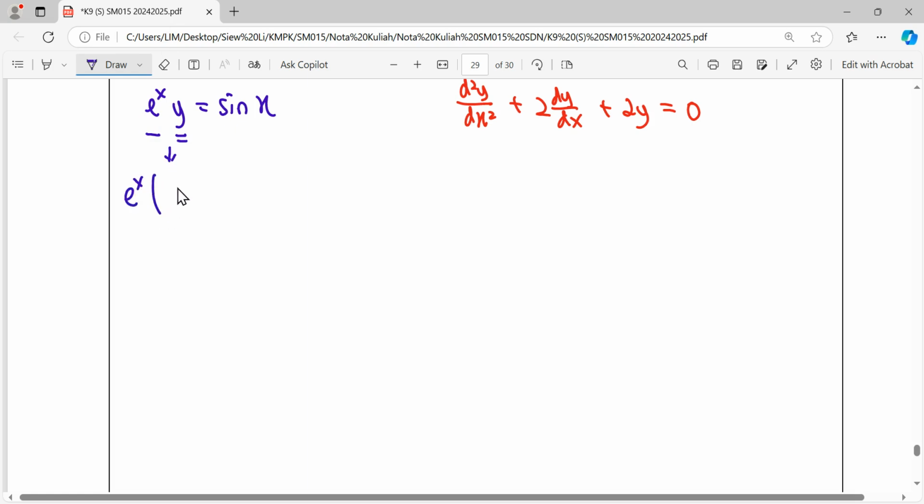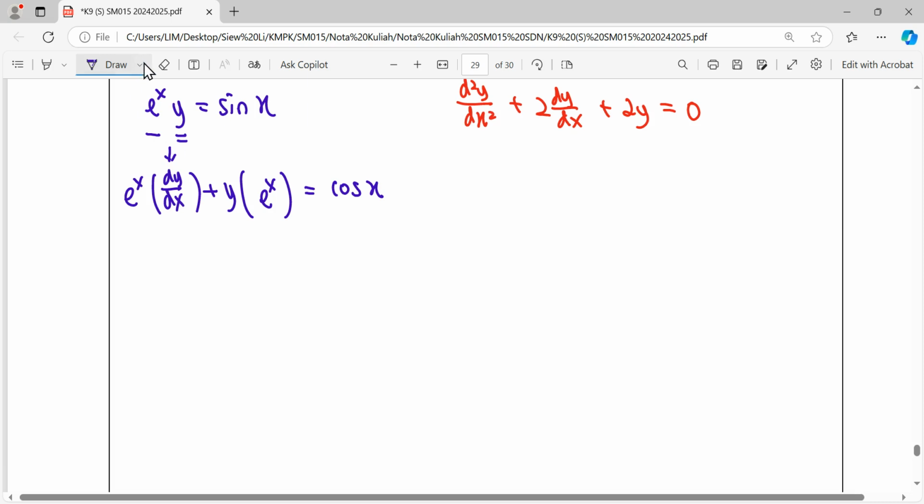Copy the front one, differentiate the back, then copy the back function y, differentiate the front. Differentiate y, we get dy/dx. Differentiate e^x, we get e^x. Then we are done with our product rule here. Then we move on to the term at the right hand side. Differentiate sine, we get cos. So we need to differentiate again to get the second derivative.